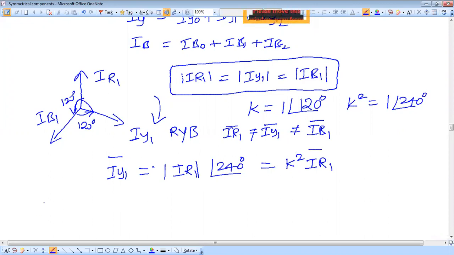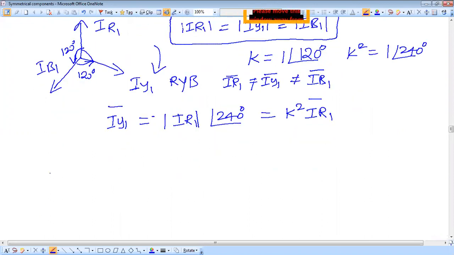Now similarly, consider the IB1 vector. The magnitude of the IB1 vector will be the same as that of the IR1 vector. But what is the displacement? It is in the anti-clockwise direction, and the angle is 120 degrees.